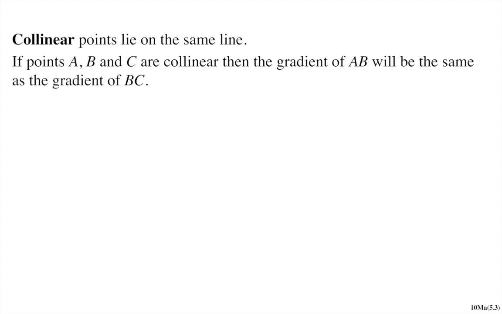The term collinear. Collinear points are just points that lie on the same line. So here's an example of some collinear points because we have a line, and A, B, and C are collinear because they lie on the same line. And if we just looked at the bit going from A to B, the gradient of that line would be the same as the gradient of the line going from B to C. They have the same gradient and they're connected, they have the same point at B.